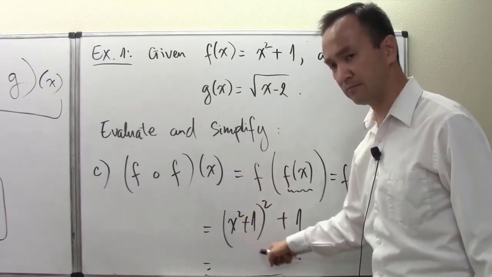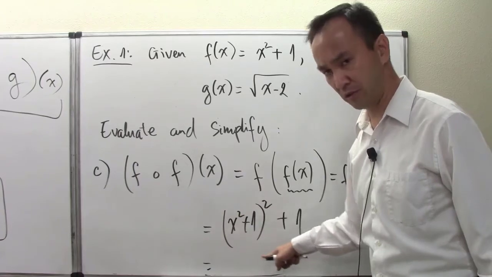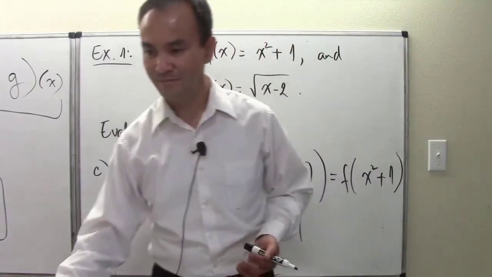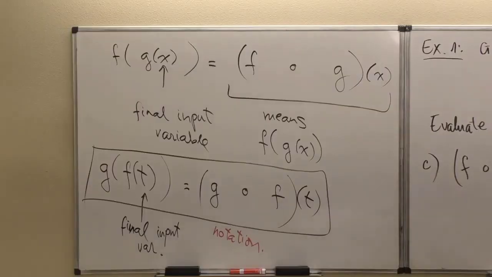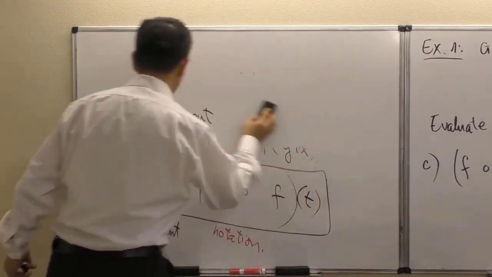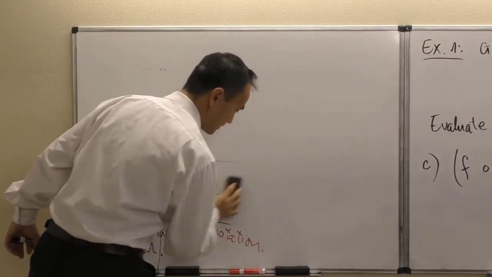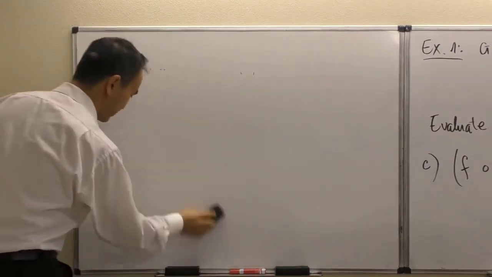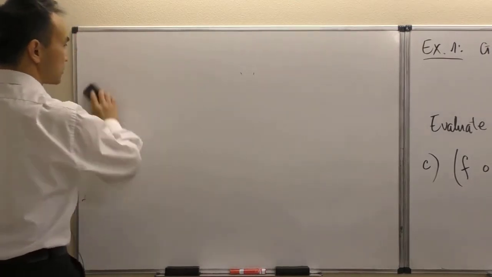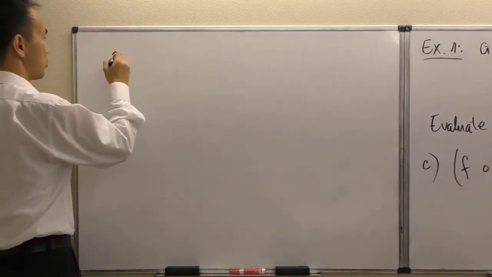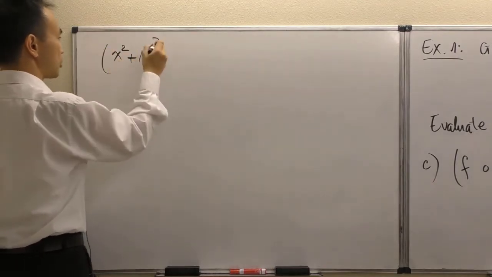It takes some foiling work. Sadly, I have to erase this on my other board to use this space as a scratch work space. So let's look at that x squared plus 1, in parentheses, all squared.